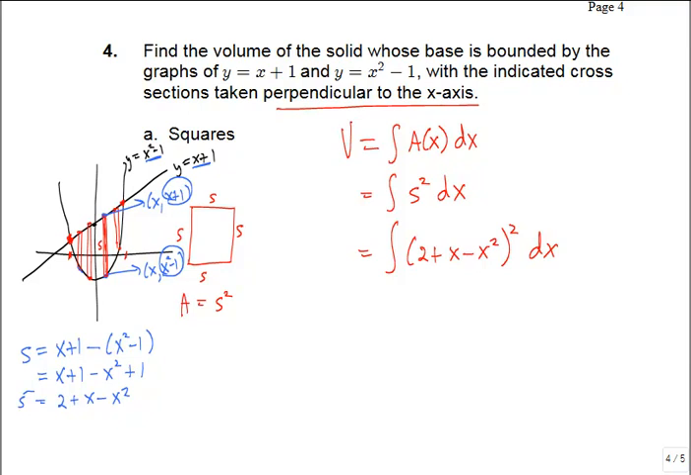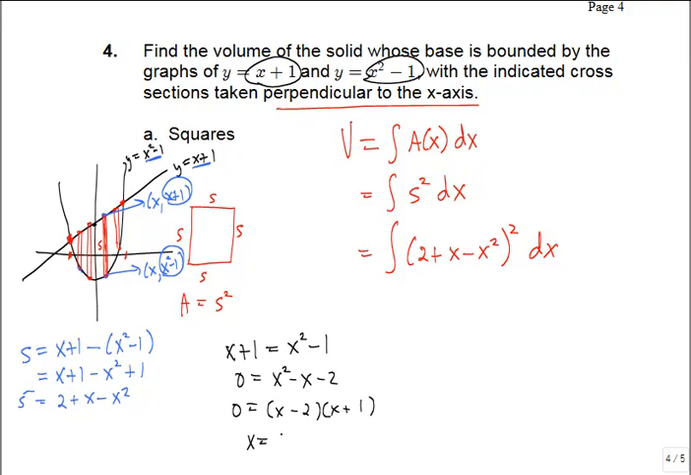You may certainly do that using the intersect command on your calculator, or you can just take these two curves and set them equal to each other. So if I do that, I'm going to get x squared minus x minus 2, which factors as x and x, a 2 and a 1, a minus and a plus. So this intersects at positive 2 over here and negative 1 over here. So those are going to be my bounds: negative 1 up to 2.